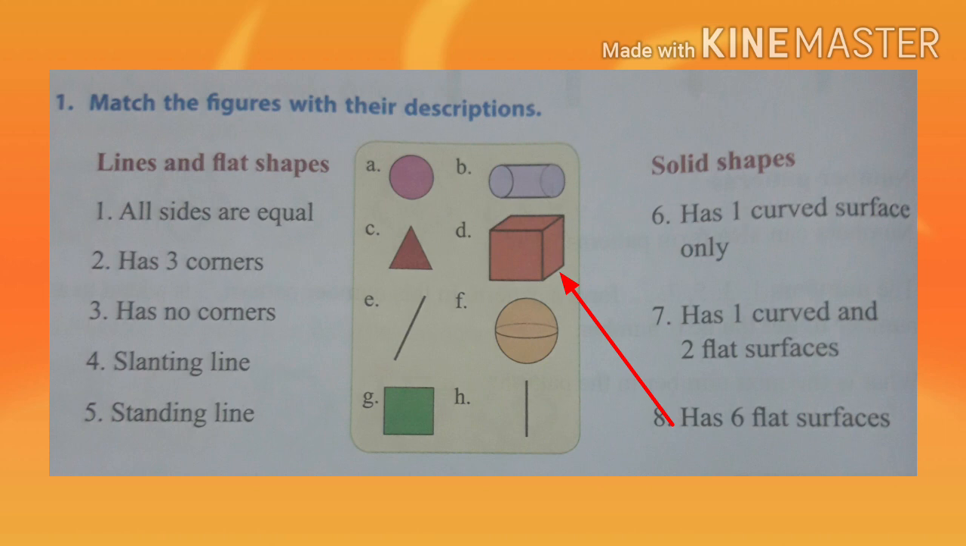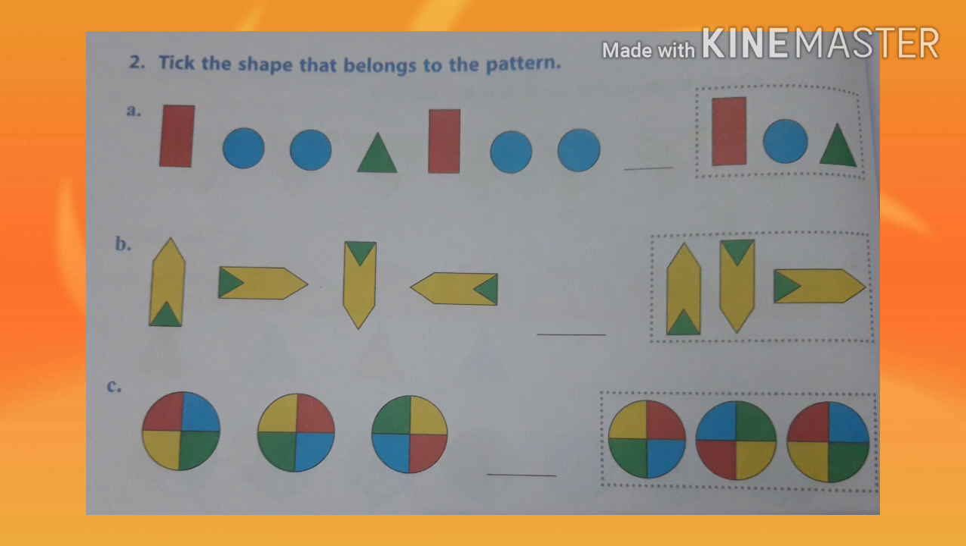The next question is take the shape that belongs to the pattern. So you have to take the shape which belongs to the pattern. So the first one is, yes, rectangle, circle, circle, triangle, then again rectangle, then circle, circle, then which shape will come here? Yes, triangle. So take the triangle.